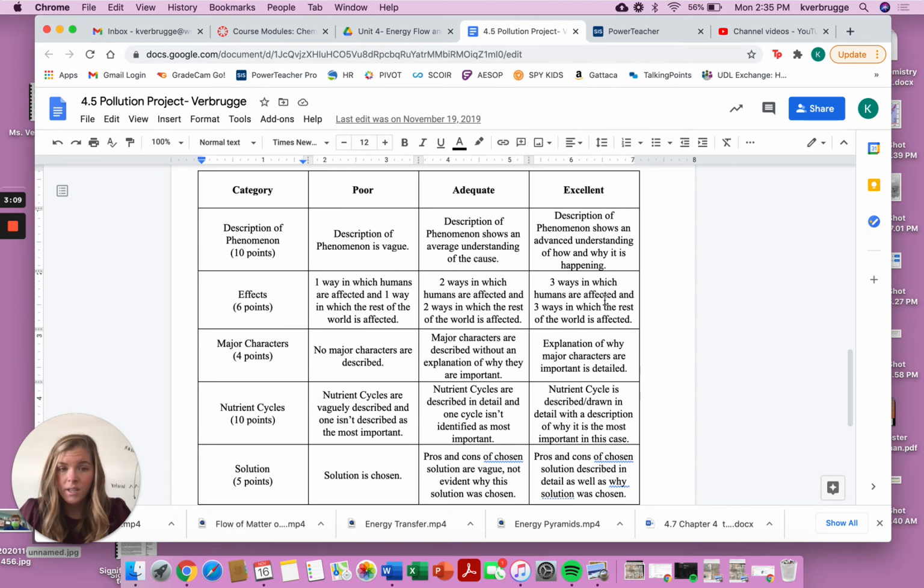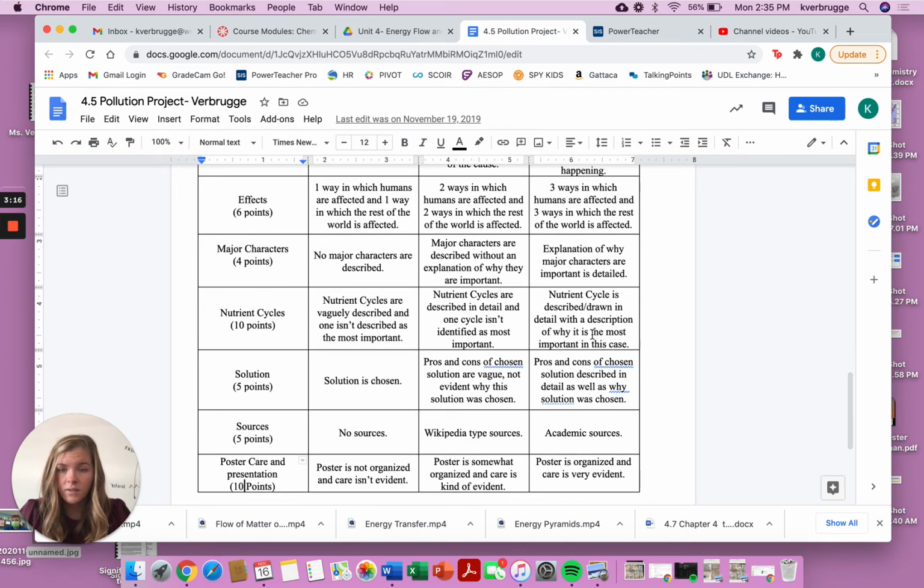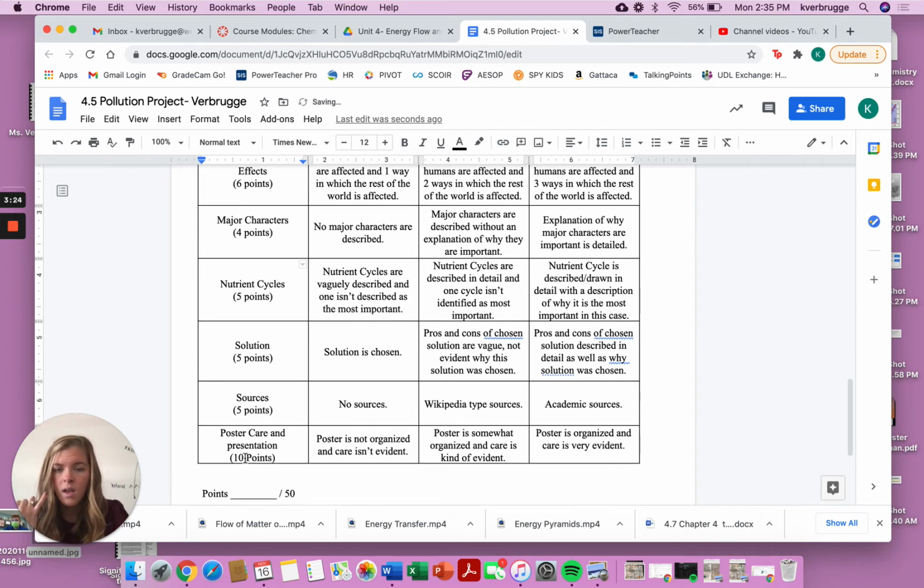Three ways in which humans are affected, three ways in which the rest of the world is affected. Why are major characters important? What nutrient cycle is involved? Make sure you draw it and explain it. I'll probably dock that down a couple points. That's a lot of points. Actually, I'm going to make it 5 points right now. And your poster care and presentation will also be 5 points.